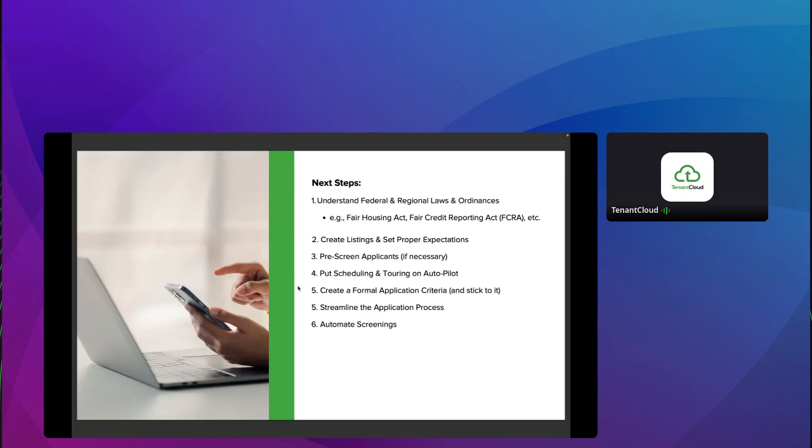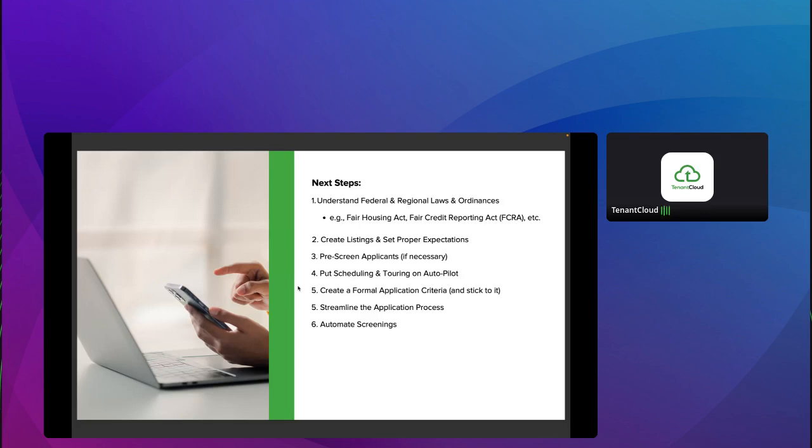Pre-screen the applicants if necessary. You can put in questions to pre-screen your applicants, to ask them questions like, have you ever had an eviction in the past 3 years, if that's part of your rental criteria guide? And if they put down that yes, I had an eviction 2.5 years ago or 3 years ago, okay, well, you know that that person is not qualified according to your criteria.